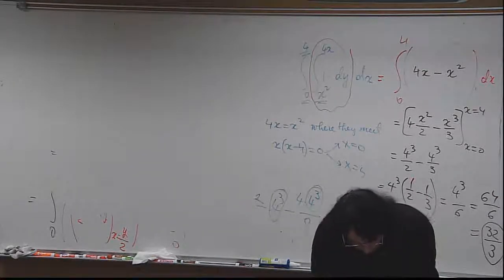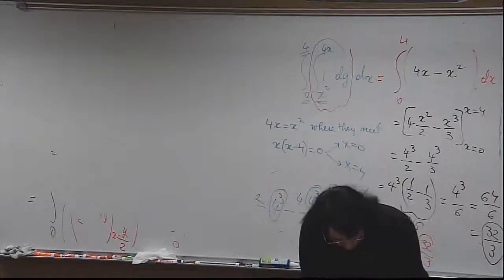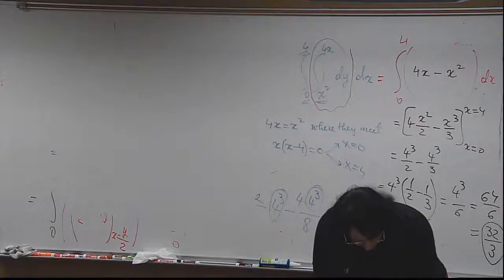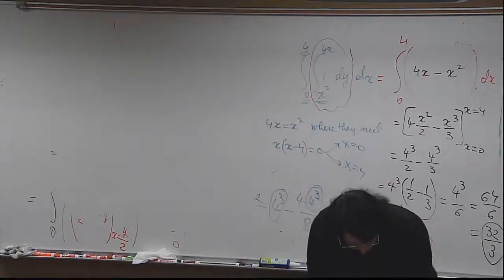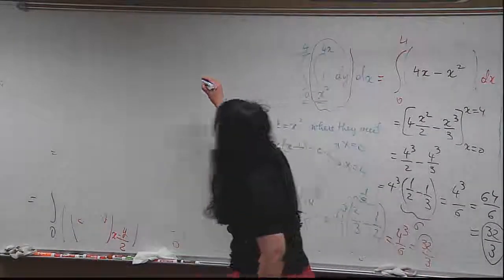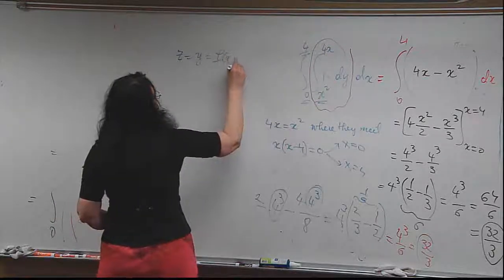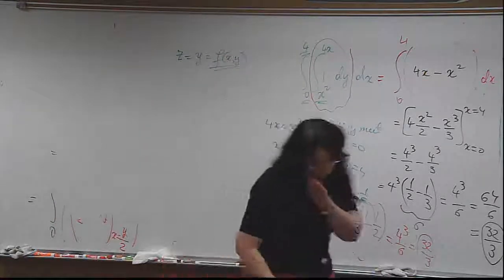Find the volume, example 4, page 934. Find the volume of the solid bounded above, this is a little tricky, by the plane z equals y, and below in the xy plane by the part of the disk in the first quadrant. So z equals y means this is your f of x and y, guys. So they gave it to you.